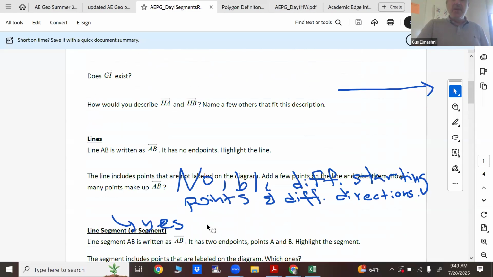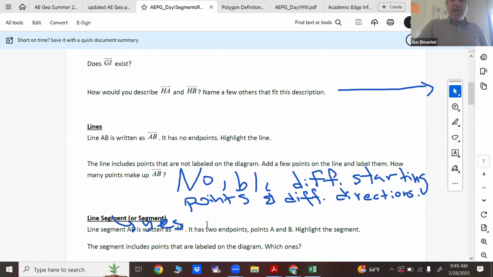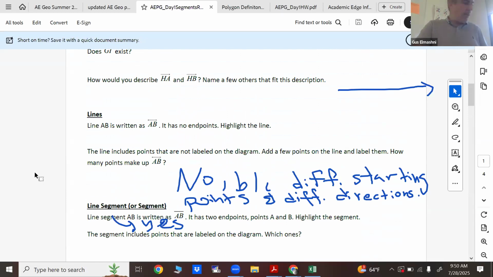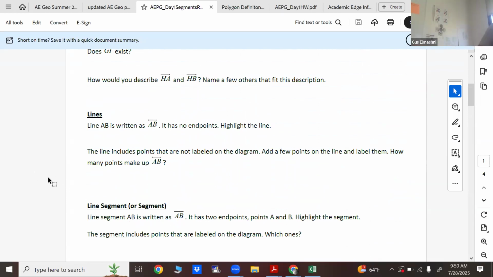Okay, so let's take a look at HA and HB. I'm going to need a copy of the notes in front of me because now I'm hiding the diagram. Okay, HA and HB. How would you describe those? Those are also different.